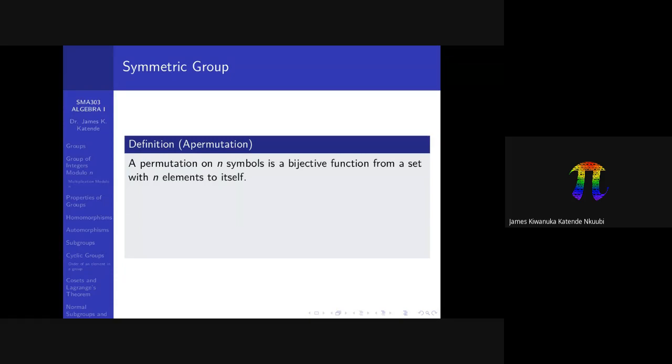So today we shall move to the symmetric group. So we start with the definition. We define a permutation. There should be a space between the A and the word permutation, or rather we can just remove the A and leave permutation. What we are defining here is a permutation. So a permutation on n symbols or on n objects is a function from a set with n elements to itself. So it's basically a one-to-one and onto function from a set to itself.